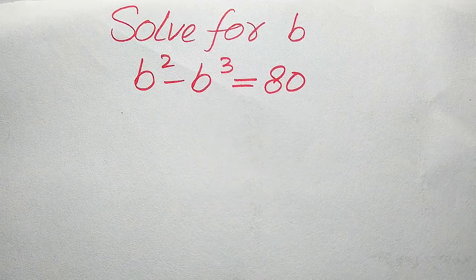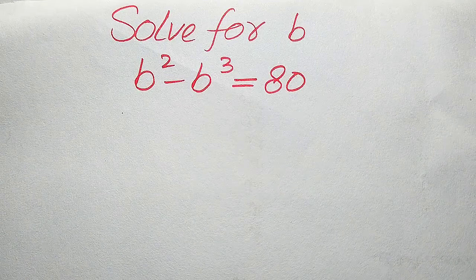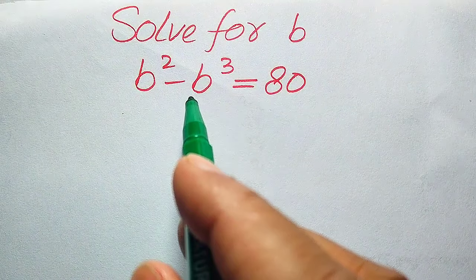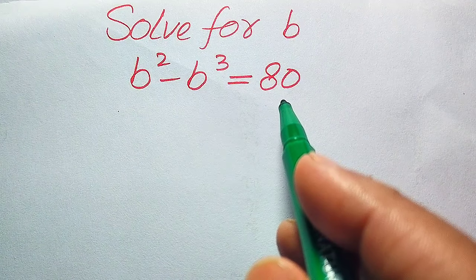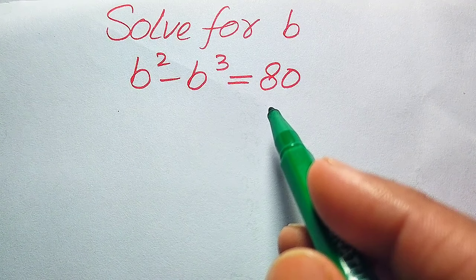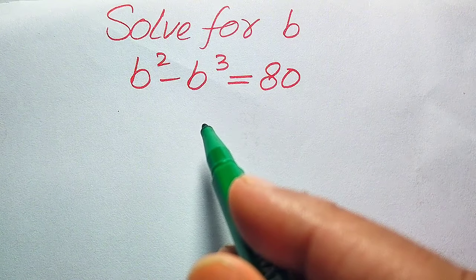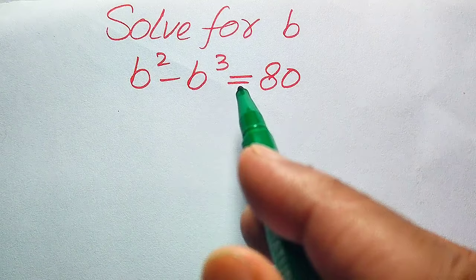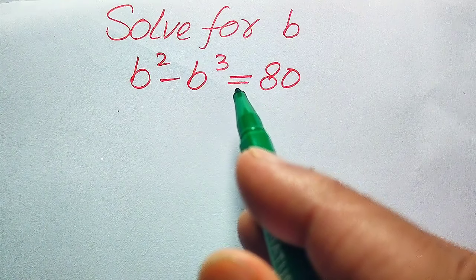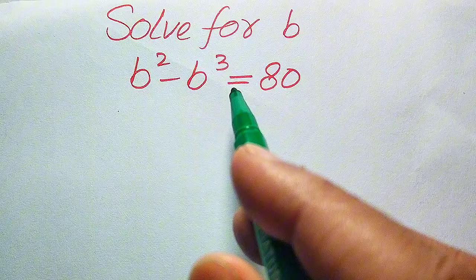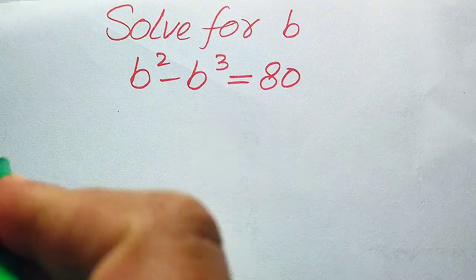Hello everyone, how to solve this problem for the values of b if we have b square minus b cube equals to 80, and we solve this problem for all the values of b. So here you see that this is a cubic equation because its highest degree is 3. So this equation has 3 or less than or equal to 3 roots. Okay, so we need to find all those 3 roots.